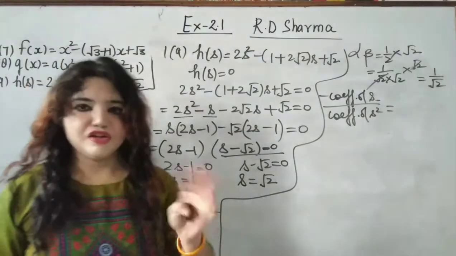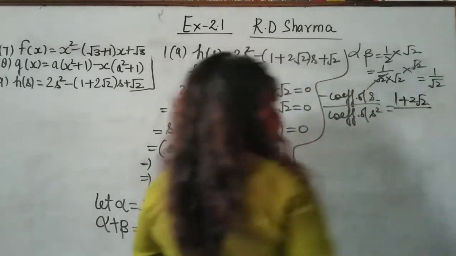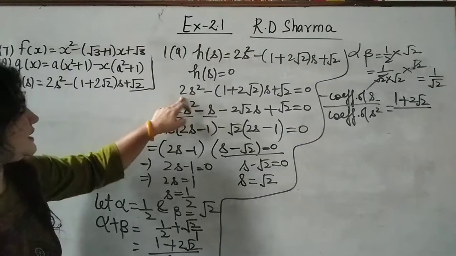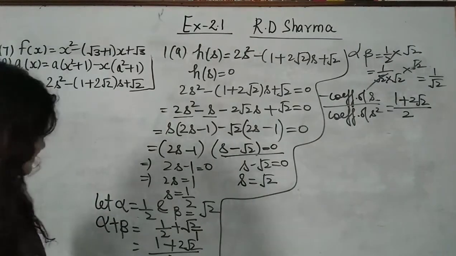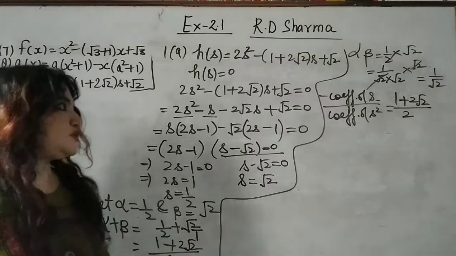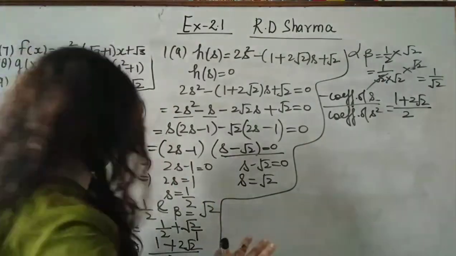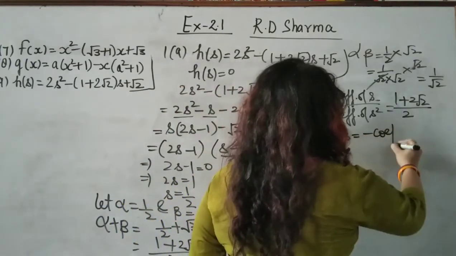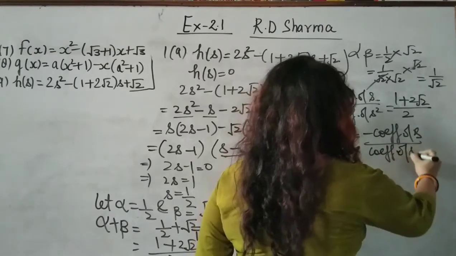And minus we already have. So minus minus plus, it means we will write only 1 plus 2 under root 2 upon coefficient of s square. What is the coefficient of s square? This is 2. So we have 1 plus 2 root 2 upon 2. And we had already calculated alpha plus beta, that is equal to 1 plus 2 root 2 upon 2. Same values. So we have just verified the relation: alpha plus beta is equal to minus coefficient of s upon coefficient of s square.